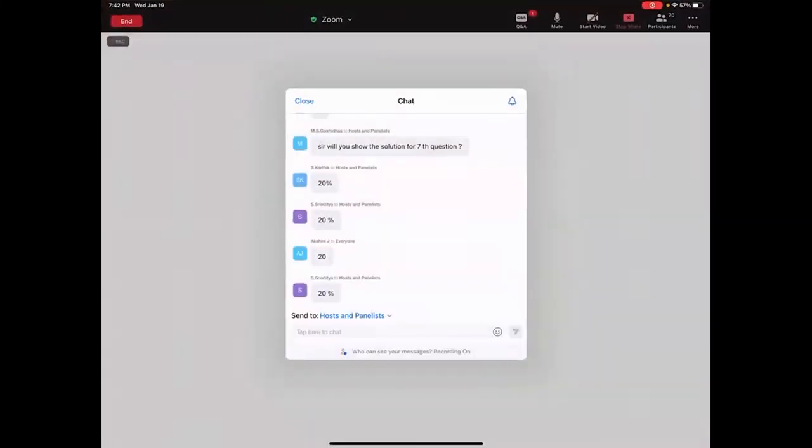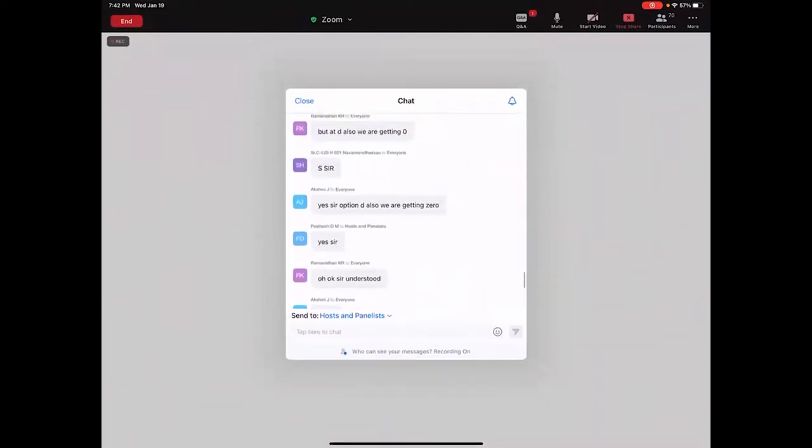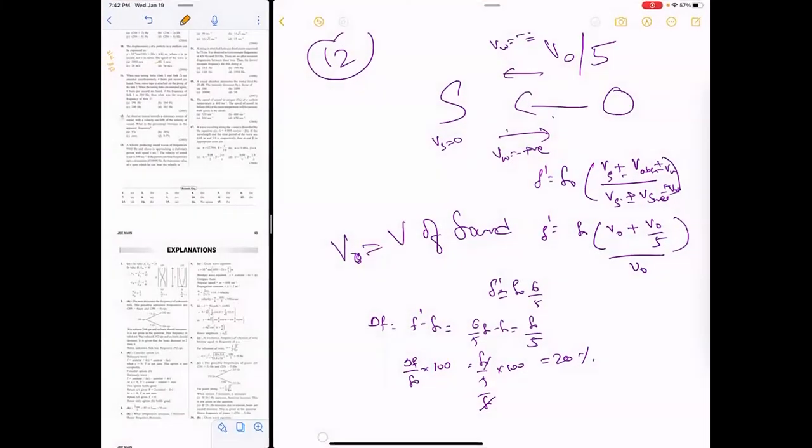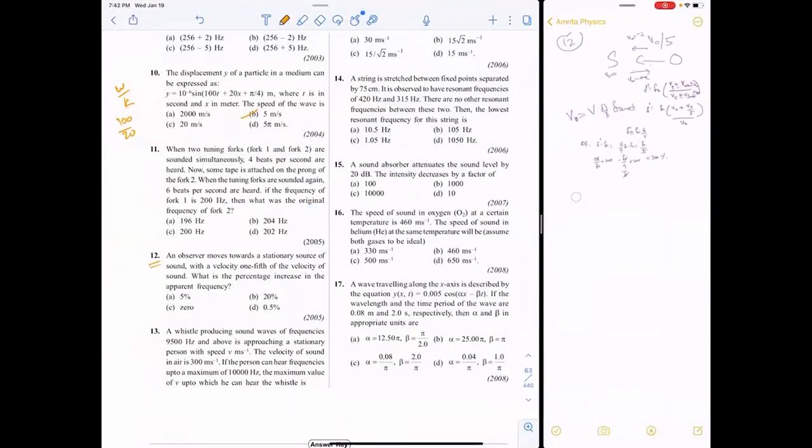20%. Hey, Karthik, Sri Aditya, Ashni, right, guys. Please don't mind, I have to move from there to here, so I might miss your messages in between. Yeah. Next one. 20%.